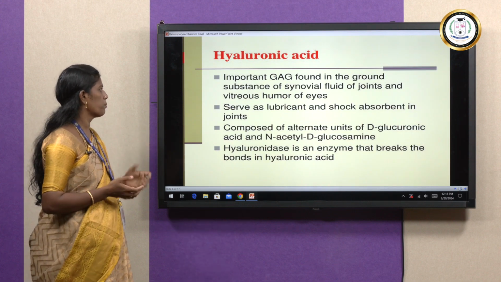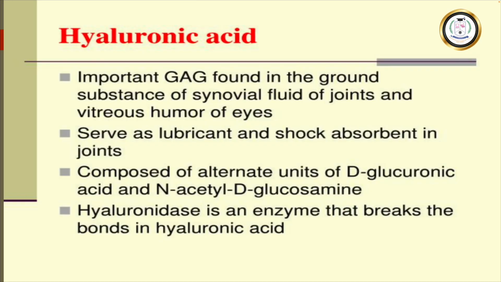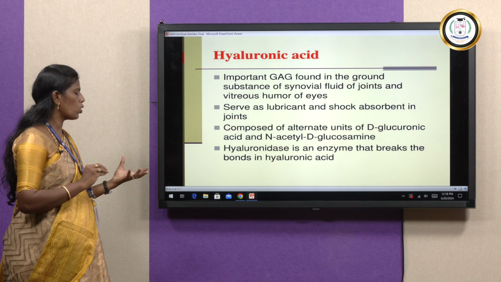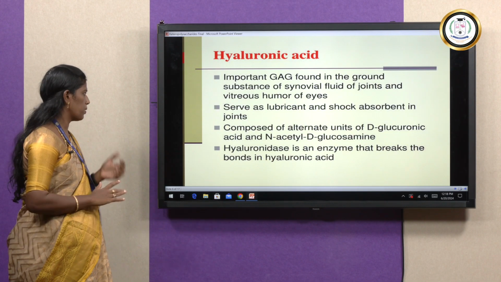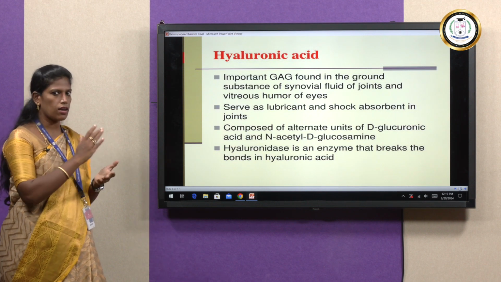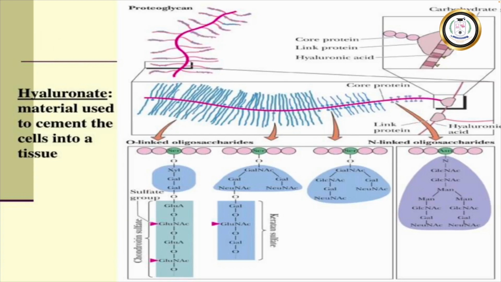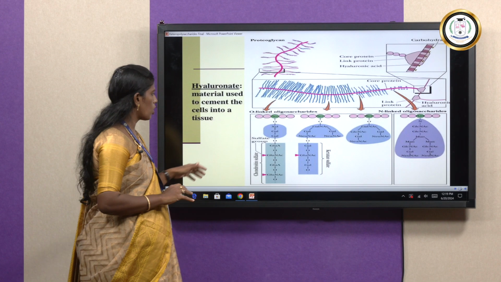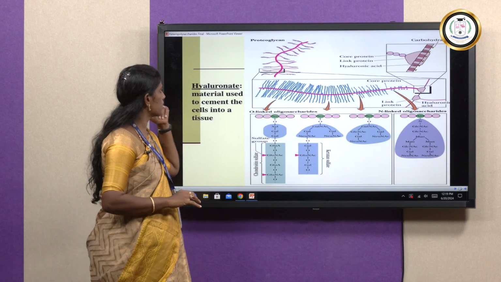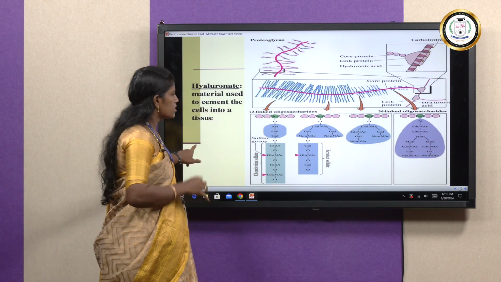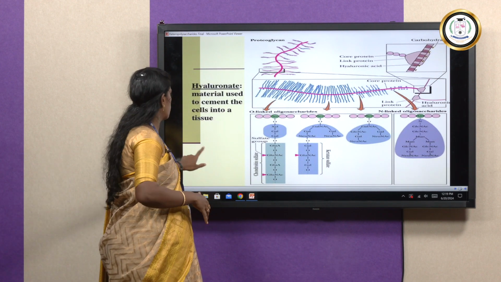Next, hyaluronic acid is an important glycosaminoglycan found in the synovial fluid of joints and also in the vitreous humor of the eyes. It serves as a lubricant and shock absorber for joints. It is composed of D-glucuronic acid and N-acetyl glucosamine. Hyaluronidase is an enzyme used to break hyaluronic acid. Hyaluronate is used to cement the cells into tissue. Other such substances are chondroitin sulphate, keratan sulphate and proteoglycans.